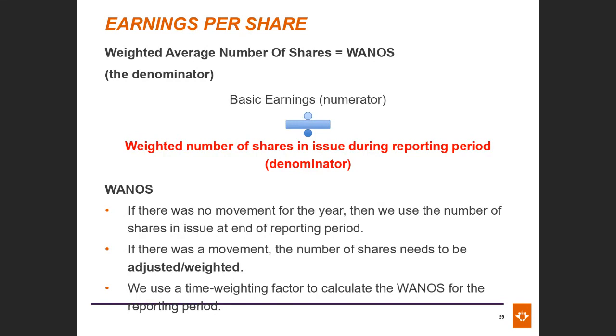So we said if there's no movement during the year of shares, the number of shares at the end of the period is the same as the number of shares at the beginning of the period, then you will use that number of shares when calculating your basic earnings per share. But what happens if there was a movement in the number of shares during the year? We need to adjust or weight the number of shares to calculate our denominator being the weighted number of shares in issue. So we use a time weighting factor to calculate the WANOS for the reporting period. Okay. So let's have a look at the next slide.